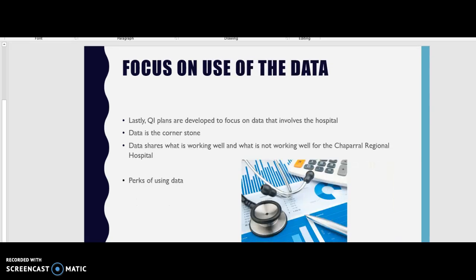Focusing on the use of data. Lastly, QI plans are developed to focus on the data that involves the hospital. Data is the cornerstone of quality improvement. Data shows what is working well and what is not working well within the hospital. Some perks of using data are that it separates what is thought to be happening from what is really happening, establishes a baseline, and allows monitoring for procedural changes to ensure that improvements are sustained.